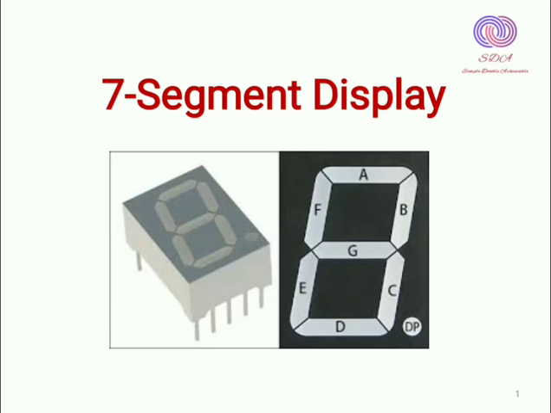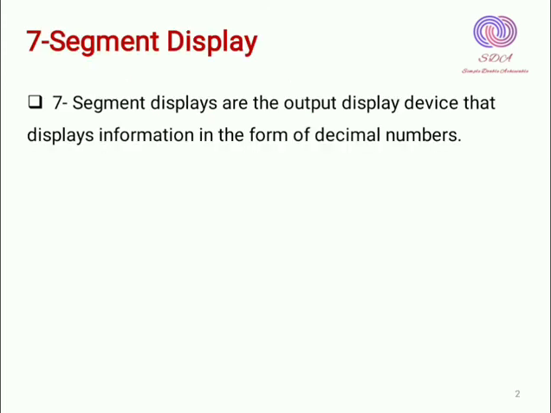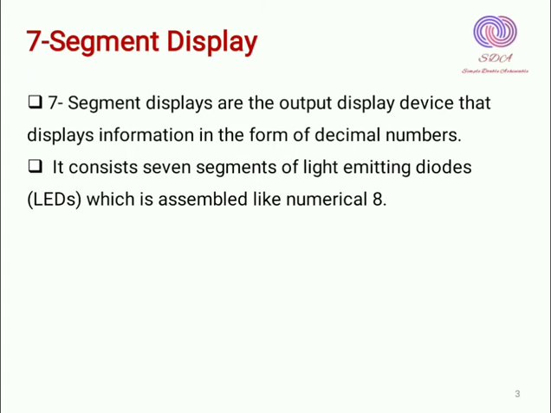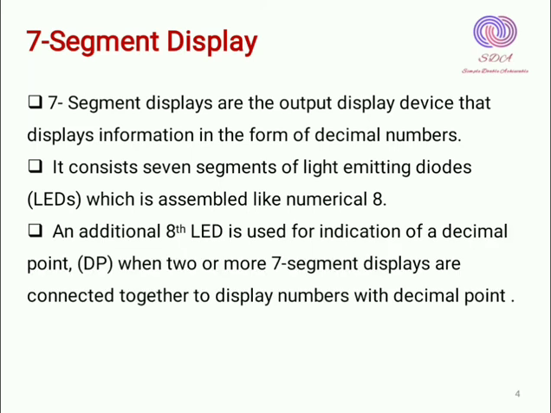Today we shall learn about 7-segment displays. 7-segment displays are output display devices that display information in the form of decimal numbers 0 to 9. Inside a 7-segment display, there are 8 LEDs, 7 for each segment and 8 for decimal point.